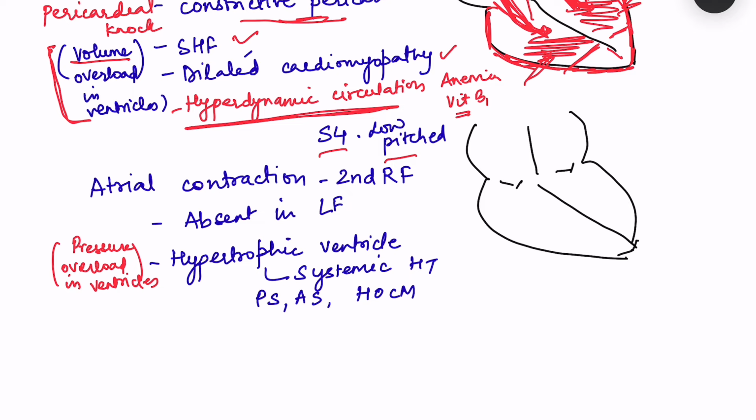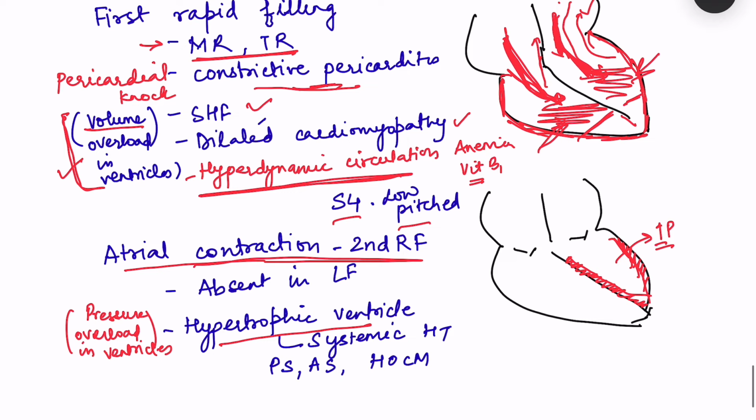Then S4. S4 again is low pitched and it occurs during atrial contraction, that is the second rapid filling. So again there is sudden gushing. Normally it is not heard, but it is heard in case of a hypertrophic ventricle. When the ventricles become hypertrophic, there is an increase in the pressure in the ventricles. So in S3 there is volume overload in the ventricles, and pressure is lesser because there is systolic heart failure. Here we are talking about diastolic heart failure, which occurs with hypertrophic ventricles.